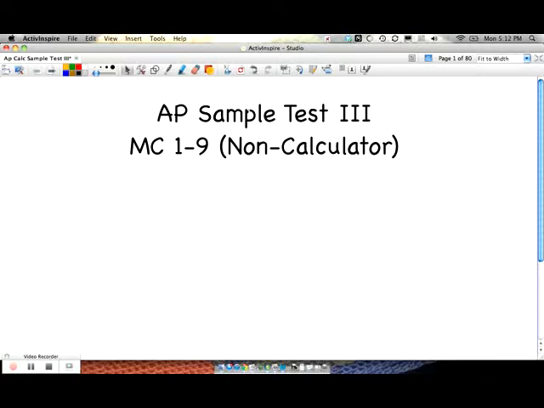Alright, calculus, here we go, AP sample test number 3. This is actually the second packet because we started on number 2. I know I'm kind of starting us off a little bit weird there. We're going to be doing multiple choice. I'm actually going to do all the non-calculator, not just 1 through 9, but 1 through 28, all the way through there for the multiple choice. So let's go ahead and get started.